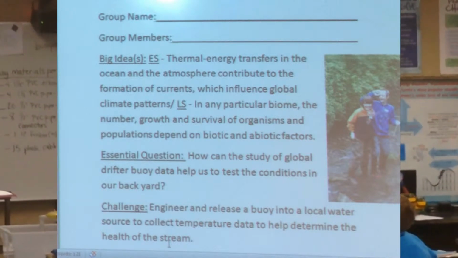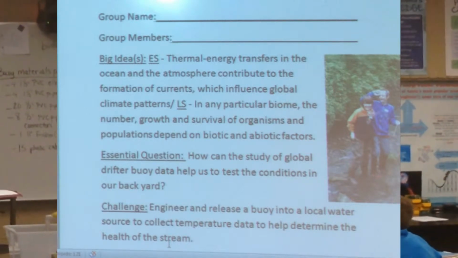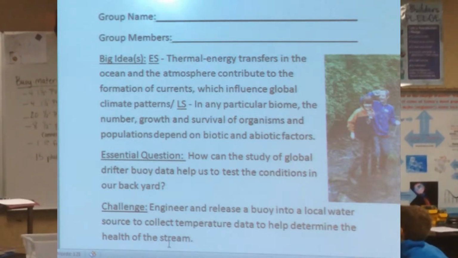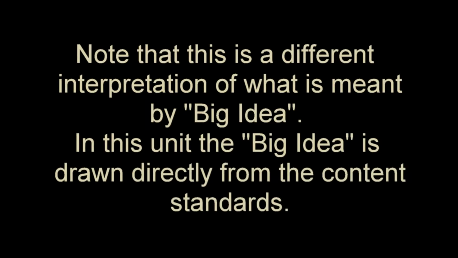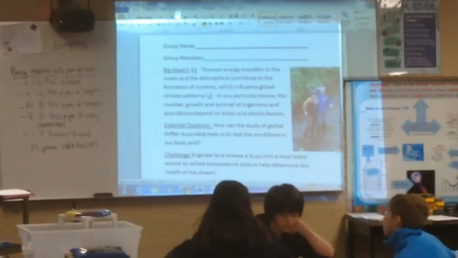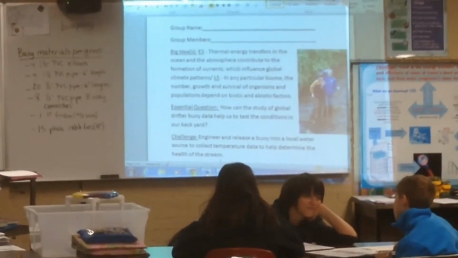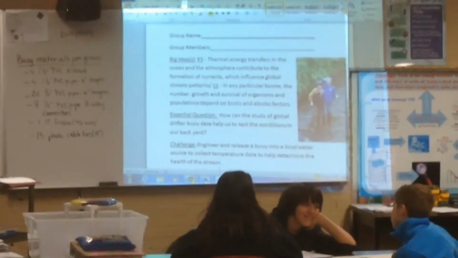And it was thermal energy transfers in the ocean and the atmosphere contribute to the formation of currents which influence global climate patterns. That's what we've been looking at, how these currents affect the climate. Why, like in Trondheim, Norway, it's so warm, it's that Gulf Stream water.